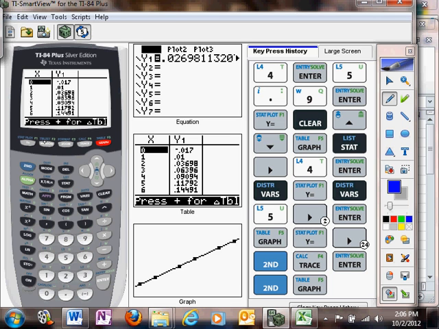And so I hope that helps you out. That's a good review on linear regression.